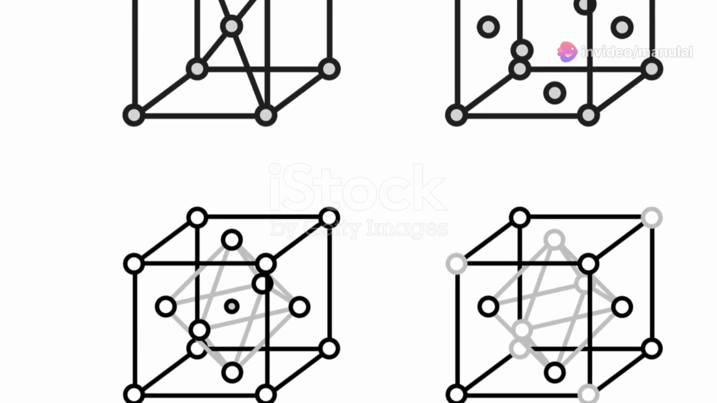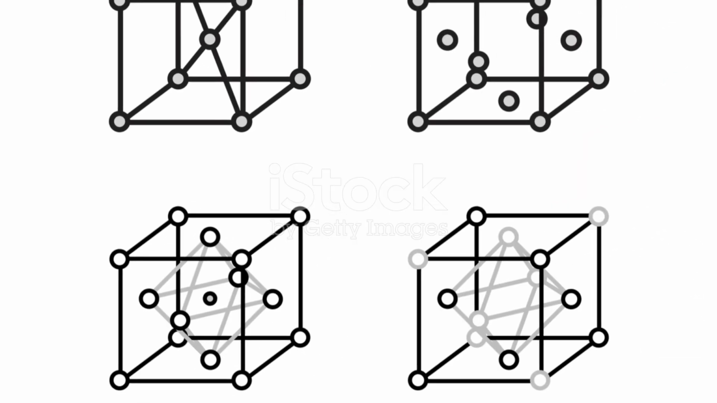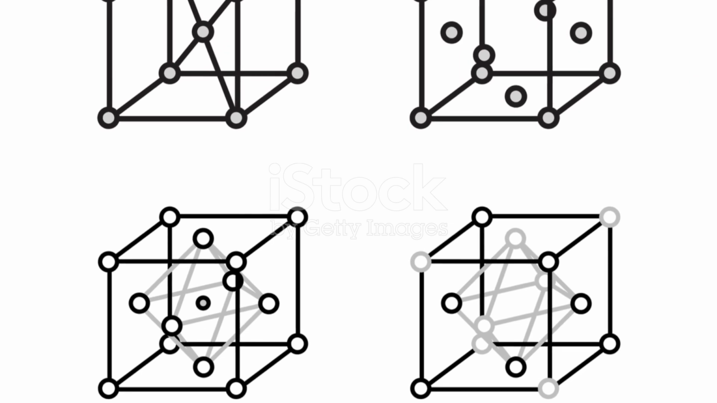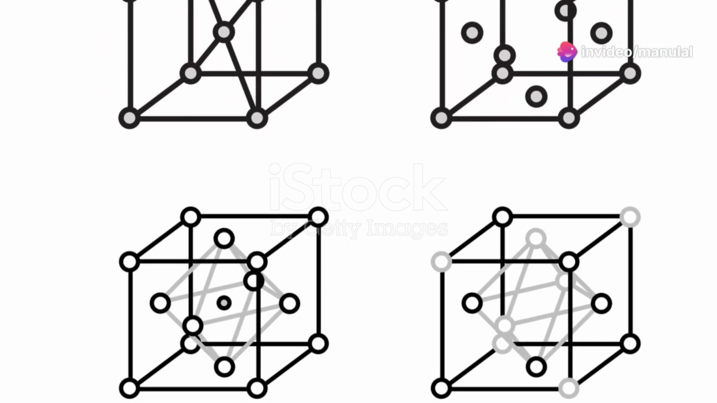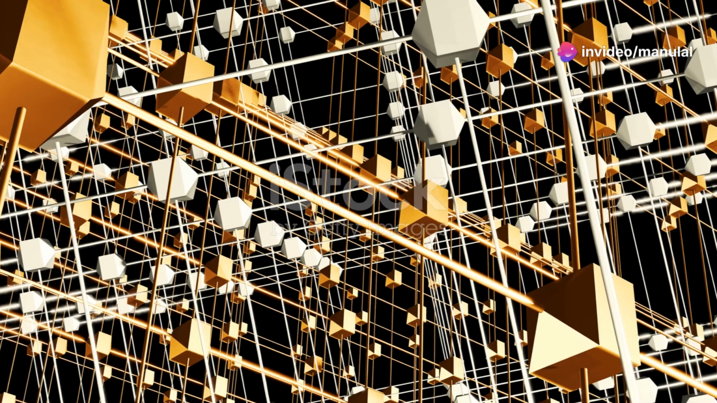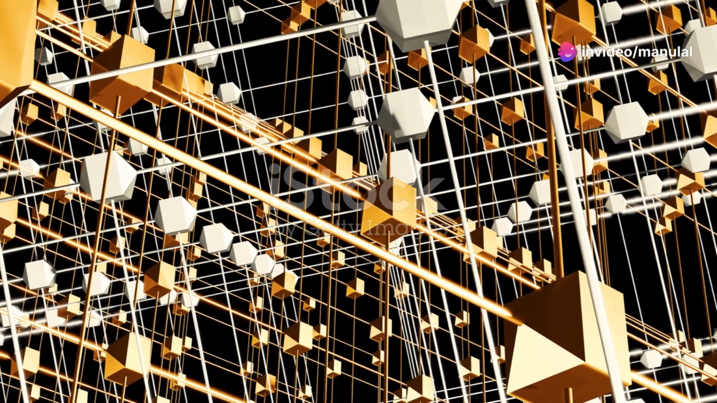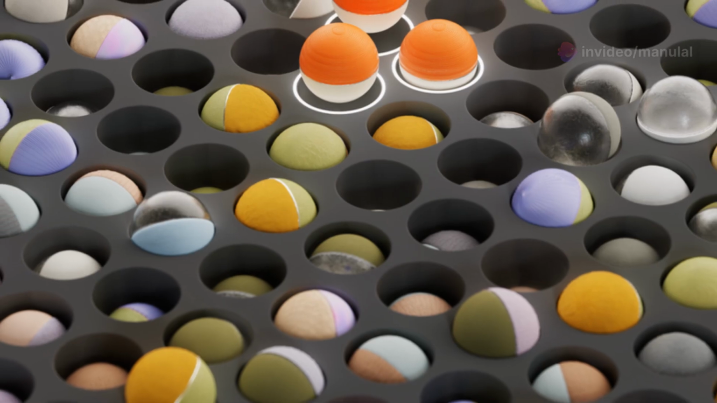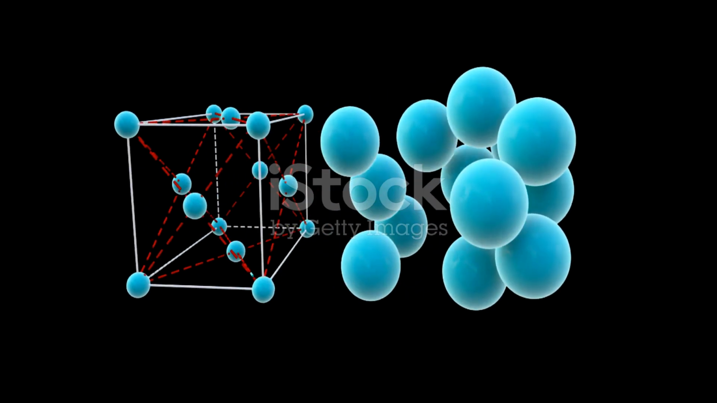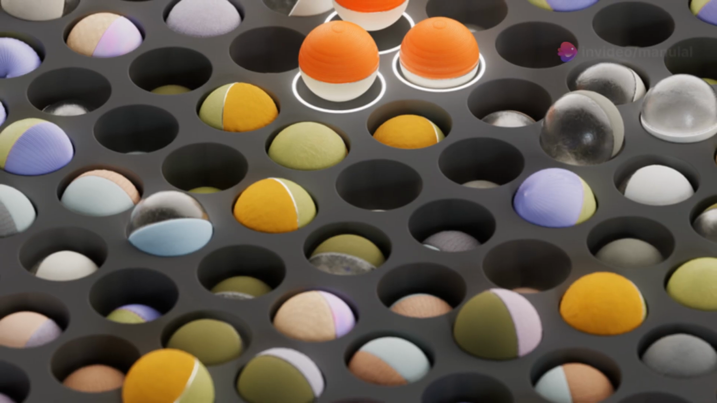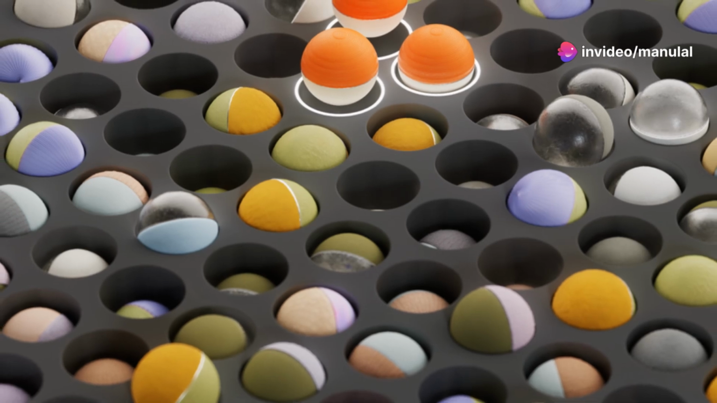First, construct the reciprocal lattice. Determine the reciprocal lattice of the crystal structure you are analyzing. Remember, each point in the reciprocal lattice represents a set of parallel planes in the real crystal lattice. Second, draw the Ewald sphere. Draw a sphere with a radius equal to 1 over lambda, where lambda is the wavelength of the X-rays used. The center of the sphere represents the origin of reciprocal space.